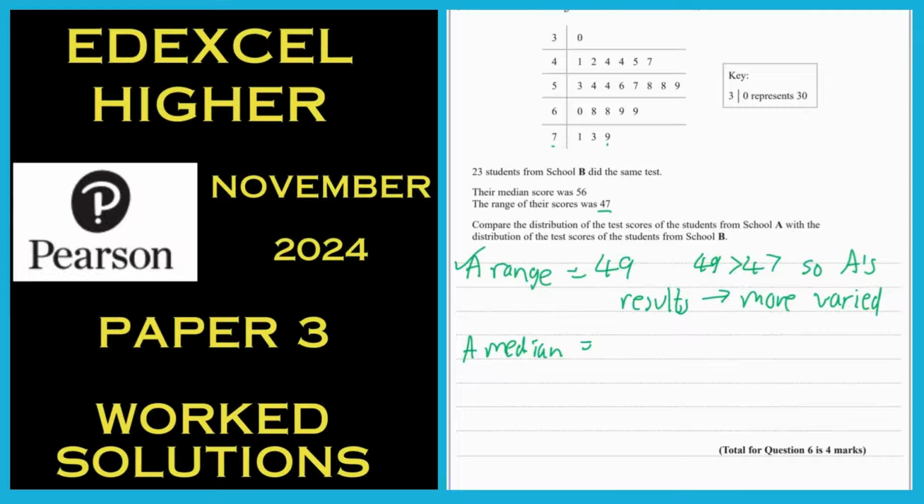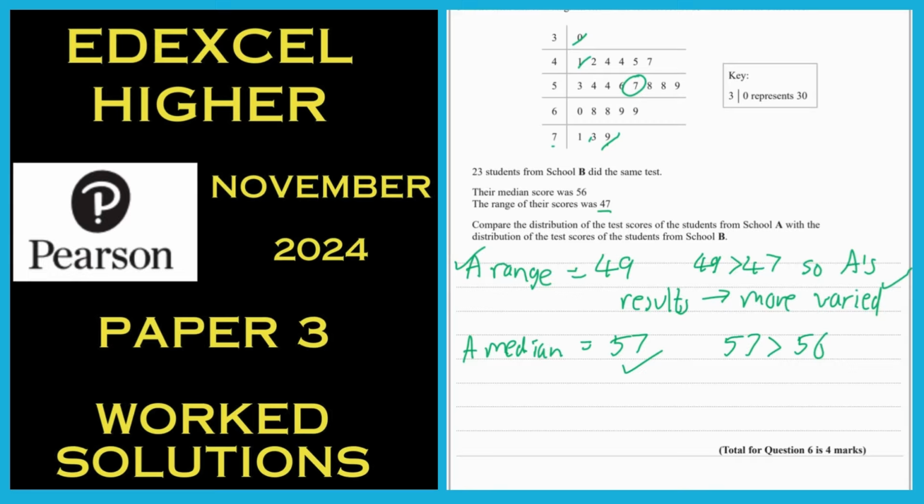"More varied" is an examiner-friendly word. For A's median, obviously, you can do the old cross out the beginning, the end, the smallest, the biggest, and you'll work your way, hopefully, down to 57 being the median for your third mark. And again, you need a statement. 57 is better than 56. It's a higher score. They're doing a test. Higher scores will mean better results.